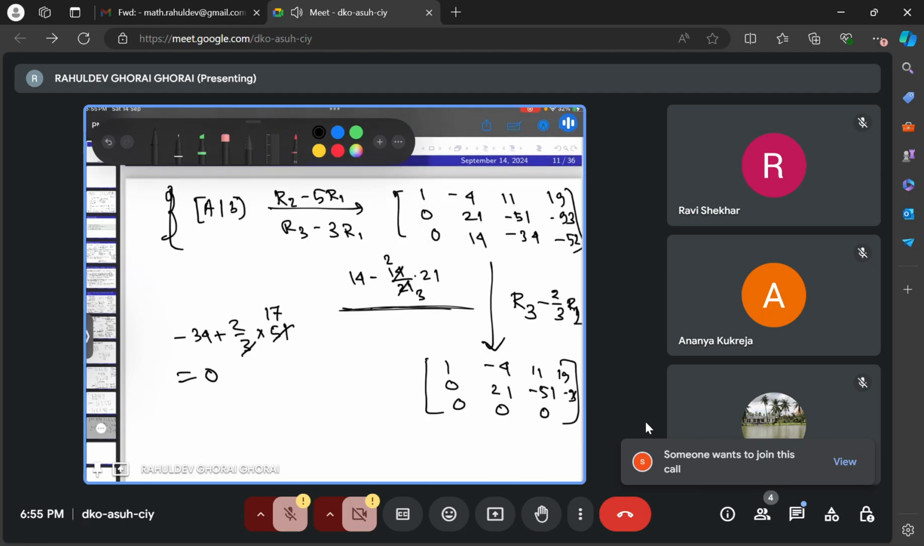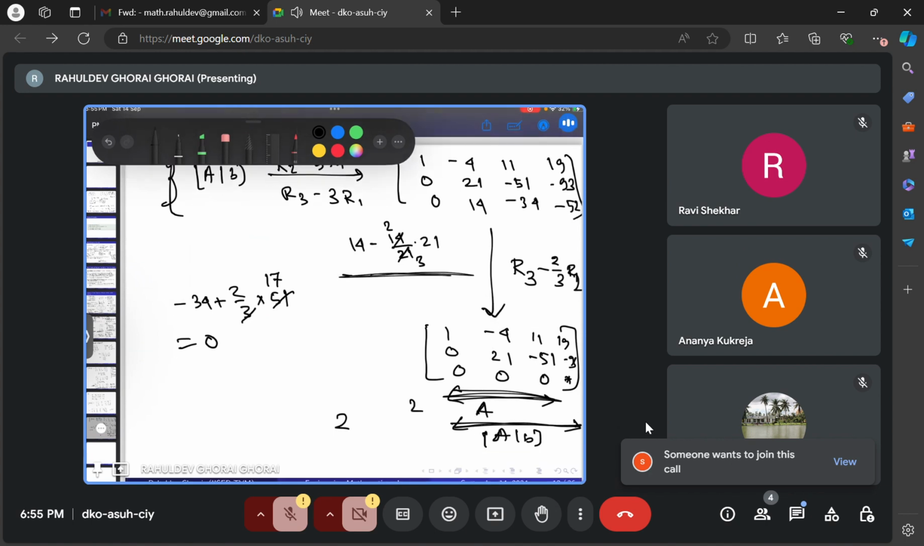But here it will be some non-zero number. So you see, the rank of this matrix A is 2, but if you take the rank of the whole matrix, from here to here, A augmented B, that will be 3. If you take the augmented matrix, the number of non-zero rows will be 3, right? This one is a non-zero row, this one is a non-zero row, this one is a non-zero row for A augmented B, but a zero row for the matrix A.